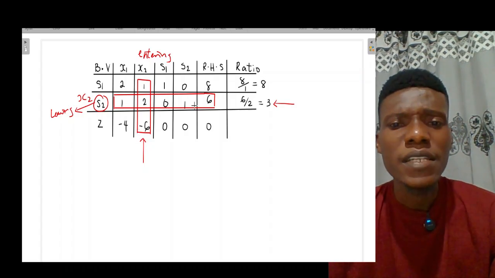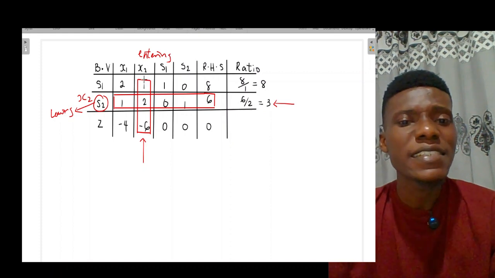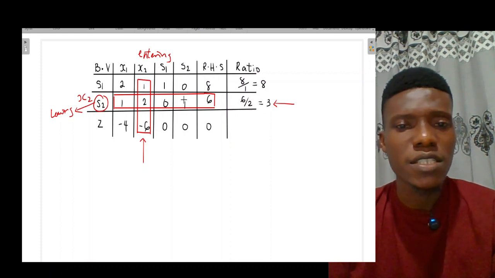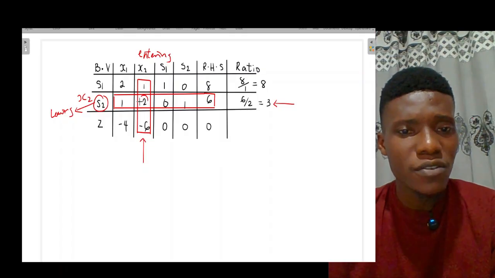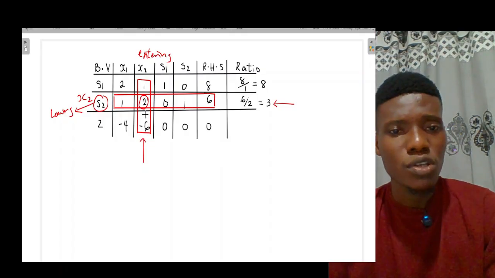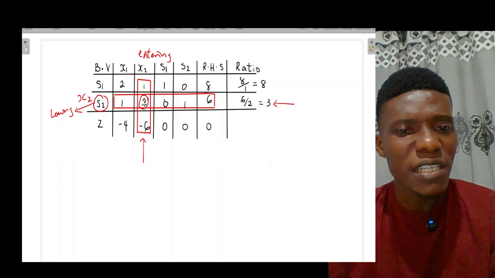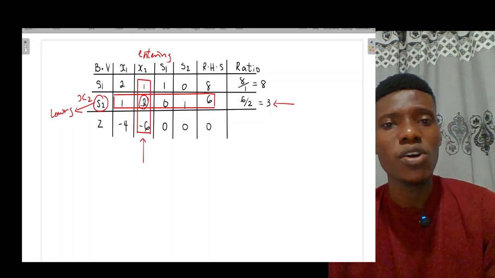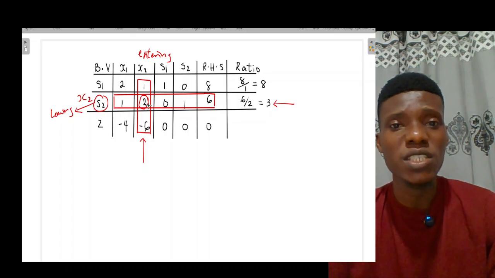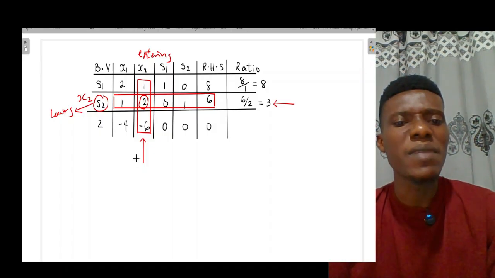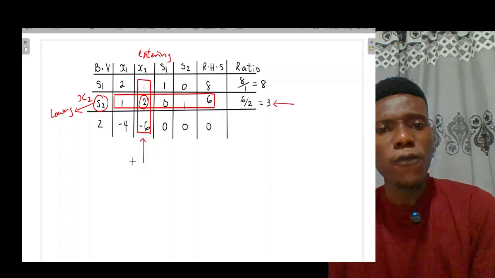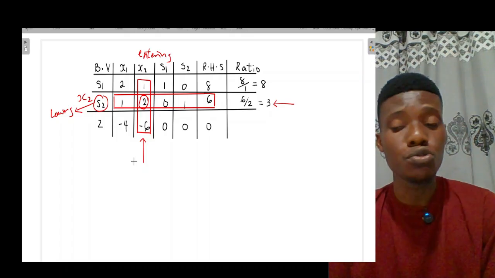Now, there is an intersection between the pivot row and the pivot column, and that gives us 2. This is the pivot cell, and the number in that pivot cell is known as our pivot element, which is 2. So now with this pivot element, you are going to create row 2 for the next table. How do you do that?